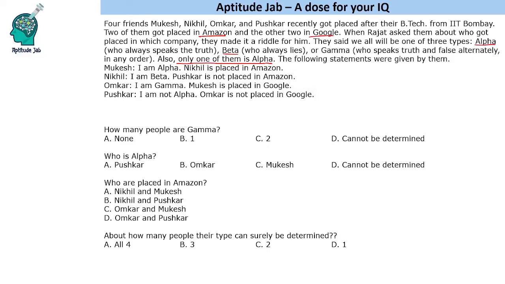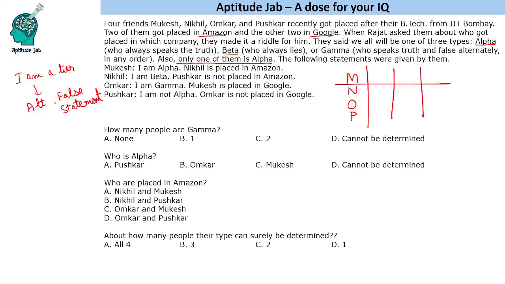It's a simple one. If we talk about one common identification, if a person says I am a liar, that person is always an alternator, and that is a false statement. That's a false statement by an alternator. So from this, if we see M, N, O, P, first statement, second statement, then we can find the company in which they got placed.